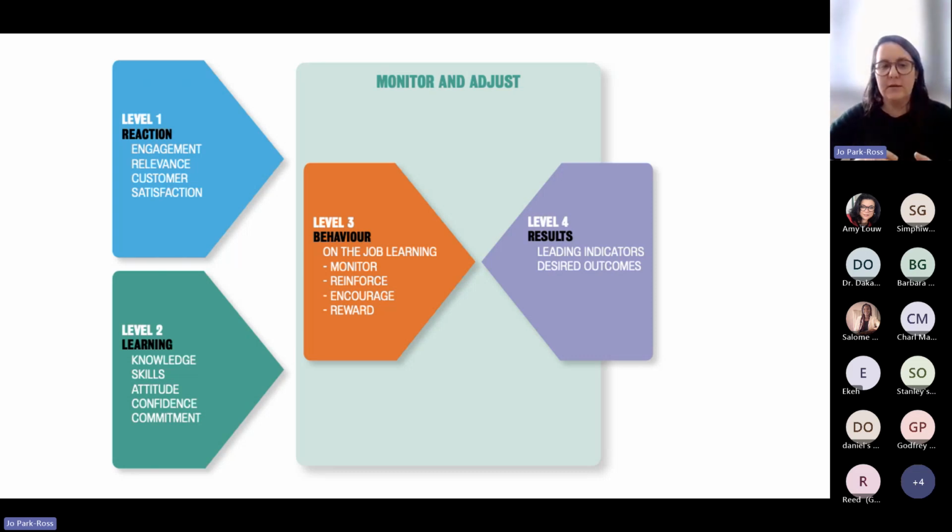Do you feel engaged? Were you able to... was it what you expected? Level 1: feelings, emotions, reactions. Level 2: learning. Now, knowledge, skills, attitude, confidence. These are the most commonly used evaluation markers for any kind of education work.